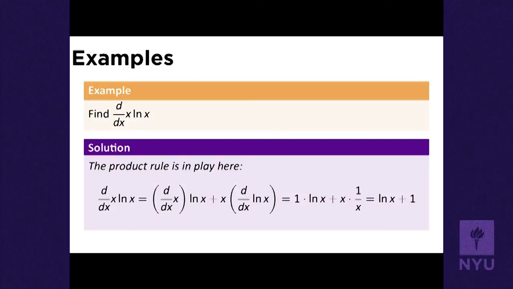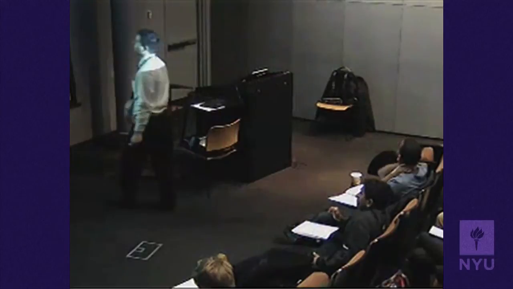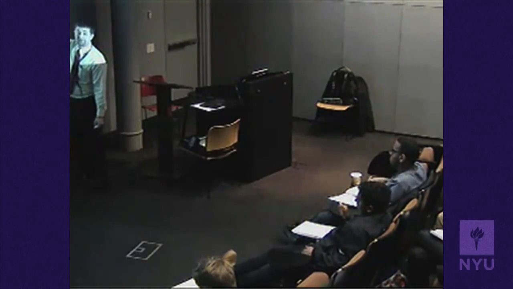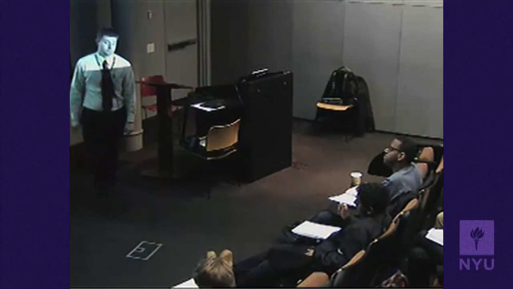The derivative of x is 1. Leave the ln x alone. Leave the x alone, and then take the derivative of ln x, which is 1 over x. 1 times ln x is ln x. x times 1 over x is 1. And there you go. You got 1 plus natural log of x. Which is kind of interesting, because you can use this fact to construct a function whose derivative is natural log of x. That's kind of cool.